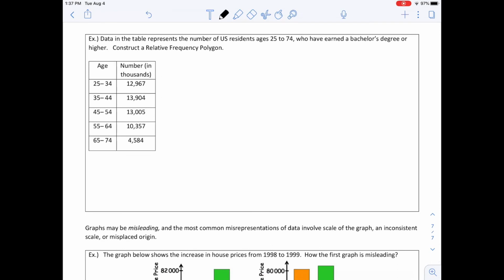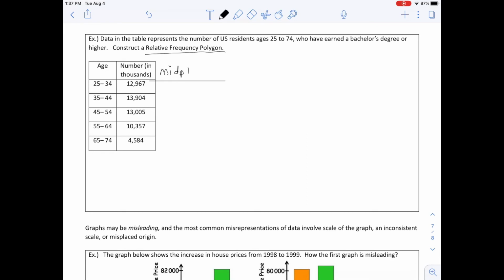The next example says the data in the table represents the number of U.S. residents ages 25 to 74 who have earned a bachelor's degree or higher. Construct a relative frequency polygon. So in order to do this, for a polygon, we are going to need our midpoints. And because we're also doing a relative frequency, I'm going to need to calculate those in addition. So the first thing that we're going to do is find the midpoints.